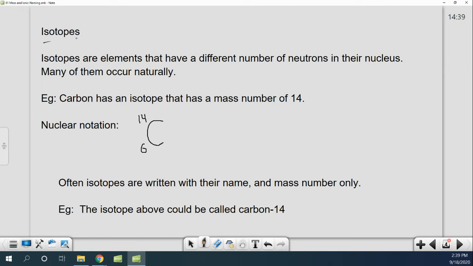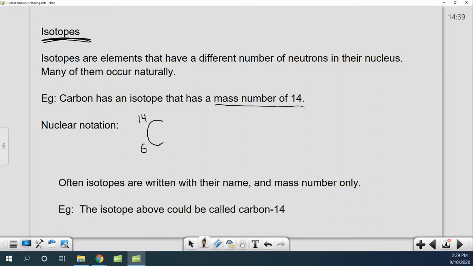Isotopes. Whoops, meant to capitalize this one. This is a big title. Isotopes. Isotopes are elements that have a different number of neutrons in the nucleus, even though it's the same element. Many of them occur naturally. So example, we just looked at carbon 12. That's the most common isotope of carbon. But carbon also has an isotope with a mass of 14.